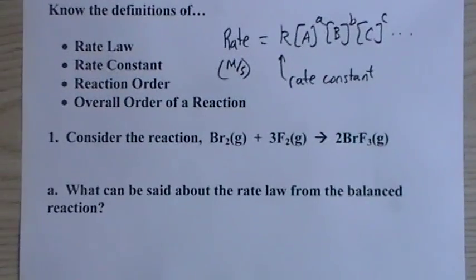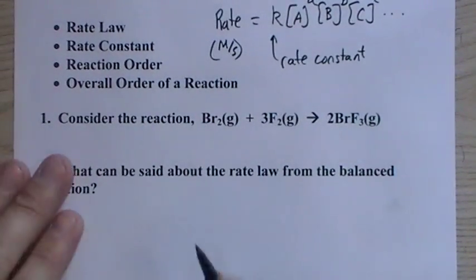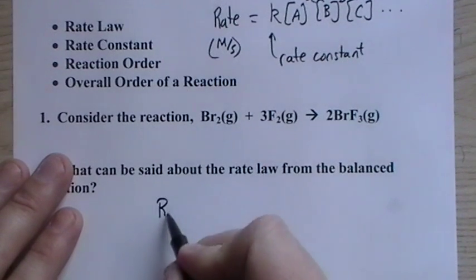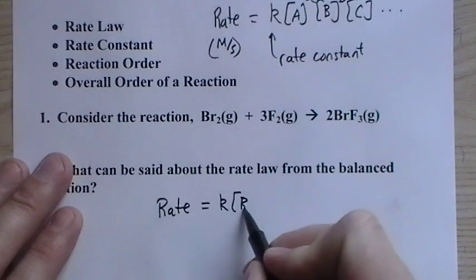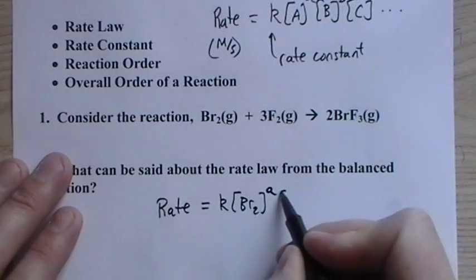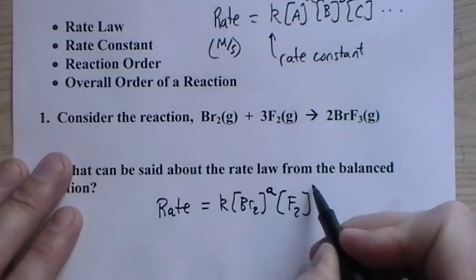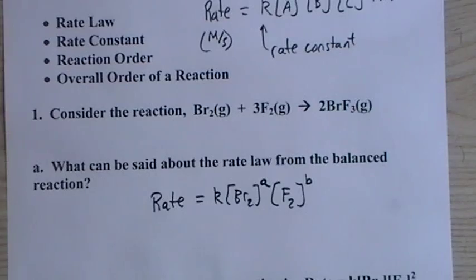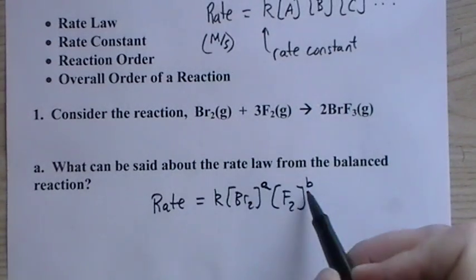So when we look at the first problem, we have that reaction. What can be said about the rate law? Well, what we can say is that the rate for this reaction is equal to K times the concentration of bromine raised to A. We don't know the exponent yet. F2 is B. So that's all we can say. You might say, well, we have a 1 here. Isn't that a 1? And that's a 3. Shouldn't that be a 3?